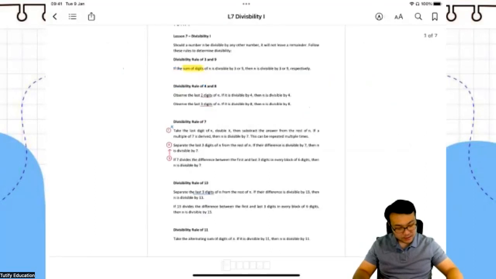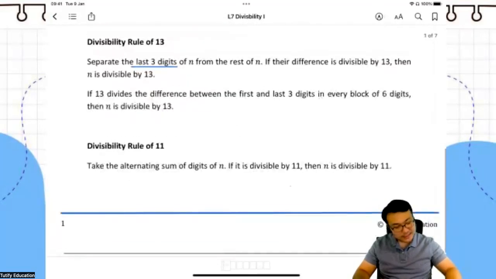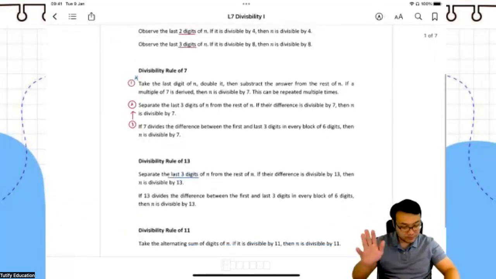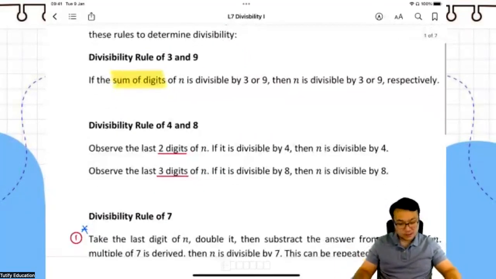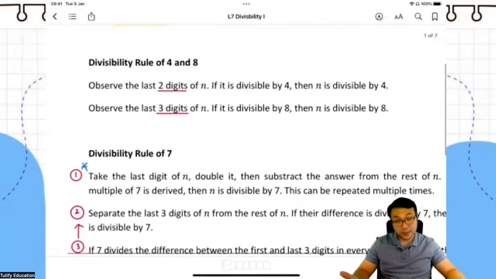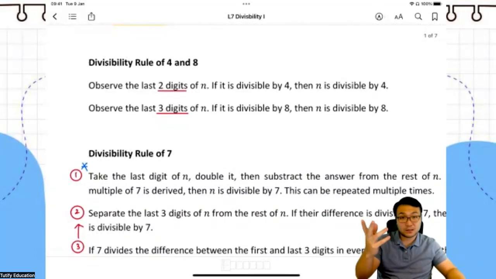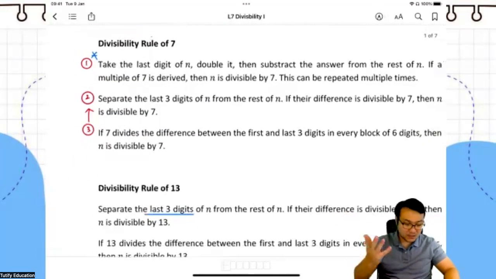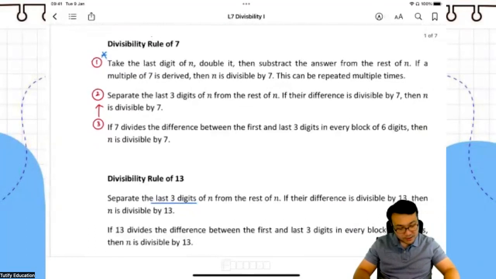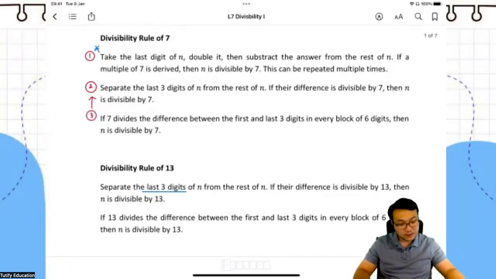All right. Moving on. Number 11. So far let's recap. What have we done? Number 3 and 9, very easy. Add the sum of the digits. Number 4 and 8, I would say quite easy, right? Just look at the last 2 digits for 4. Look at the last 3 digits for 8. Pretty straightforward. Number 7, there are a few ways. Number 13 also, very similar to 7.